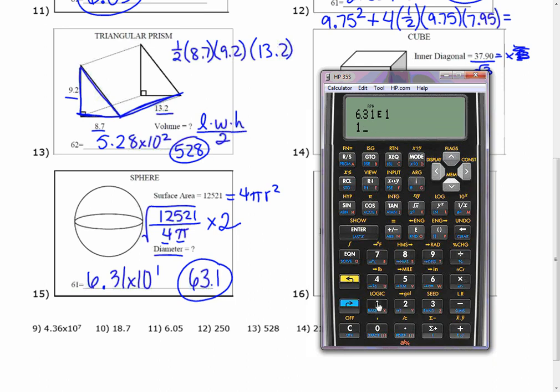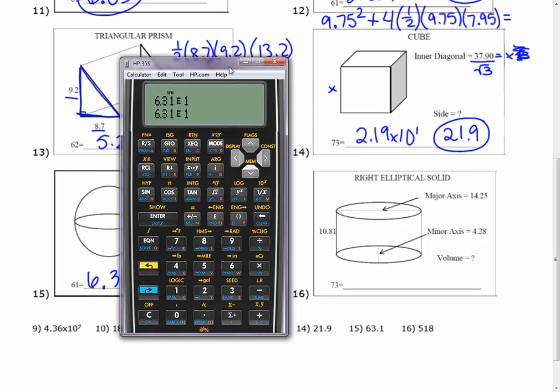I could have also typed in 12521, brought up pi, did 4 times, multiplied 4 and pi on the bottom, and then pressed divide, square root 2 times, and I get the same answer. So it doesn't matter whether or not you multiply both of these before you divide, or if you divide by each one individually. It's the same amount of work and it's the same answer at the end. So whichever makes more sense to you.